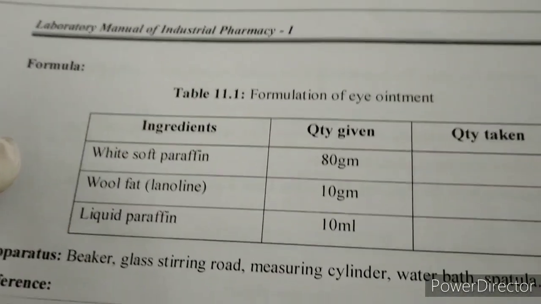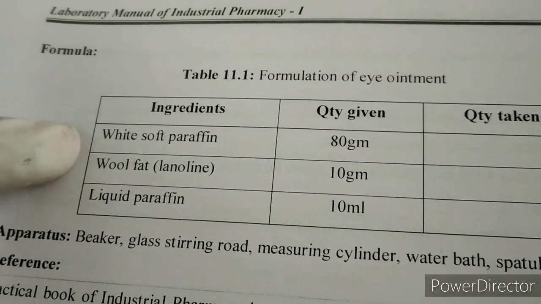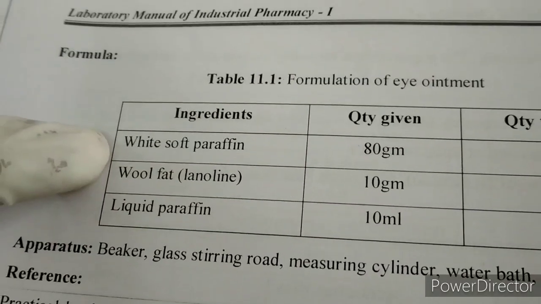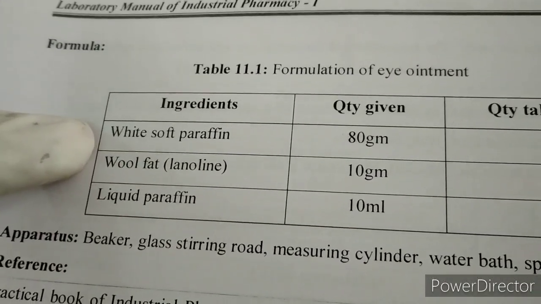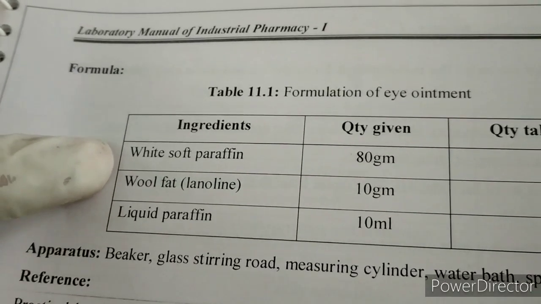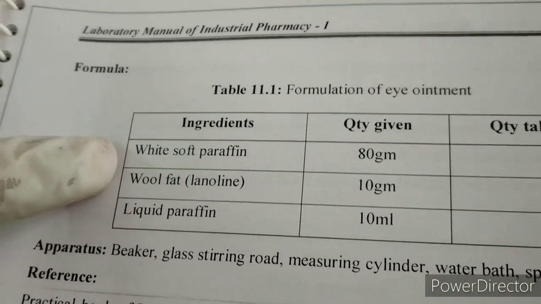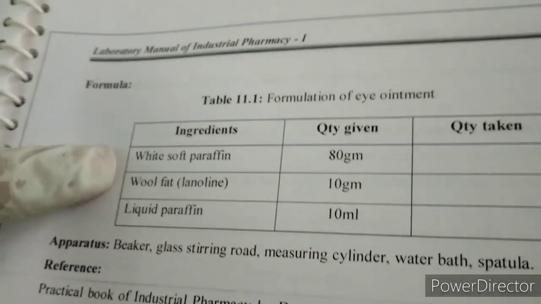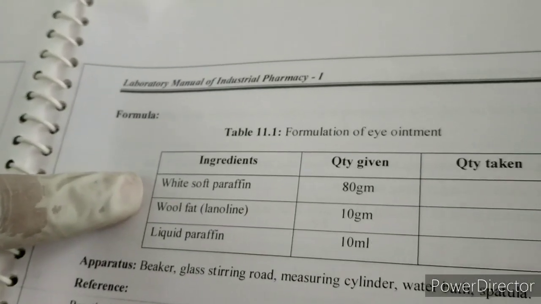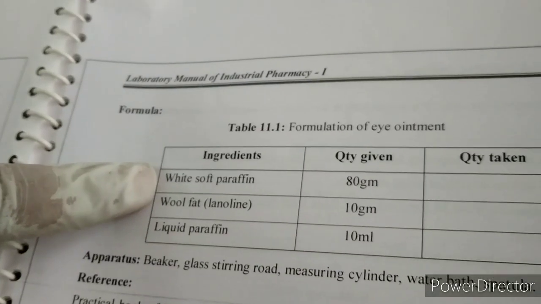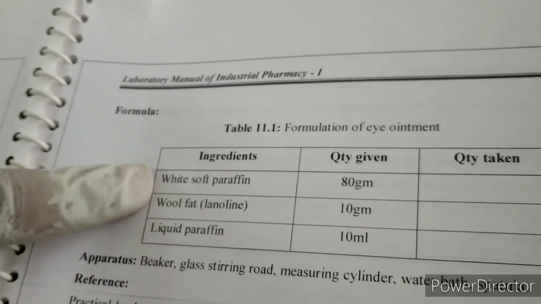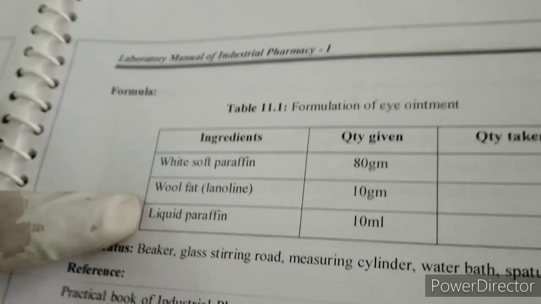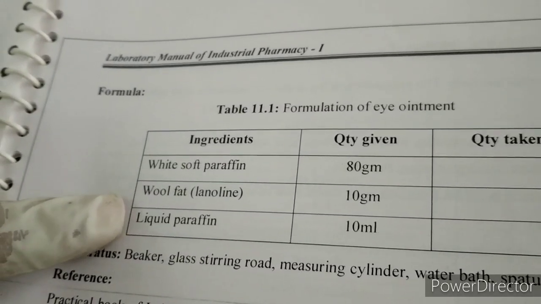White soft paraffin. See, instead of white soft paraffin, we are going to use yellow soft paraffin. Why is yellow soft paraffin preferred instead of white soft paraffin? Because white soft paraffin is prepared by bleaching of yellow soft paraffin, and therefore it may irritate the eye, and therefore white soft paraffin is not generally used, and instead yellow soft paraffin is used. Next to that, wool fat, that is lanolin.